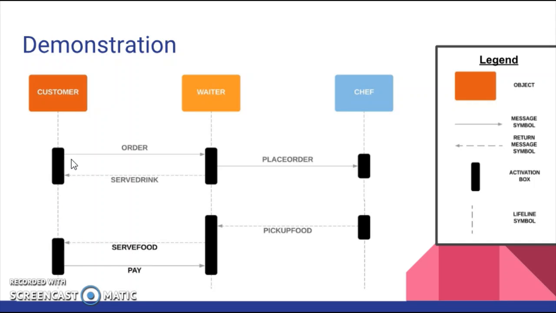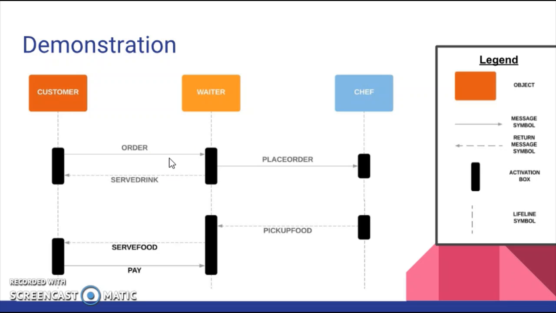The customer will order their food from the waiter or waitress. This is represented with a solid line arrow as a message. The next message is the waiter placing the order with the chef. And you can see that the place order message is just below the order message, showing that this is next in the sequence.